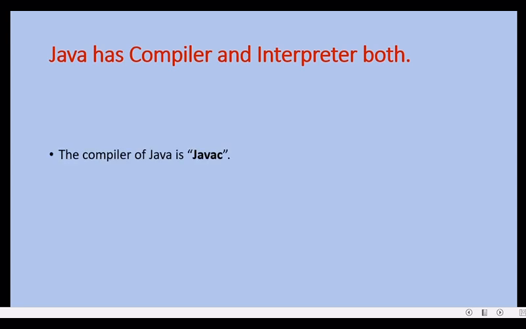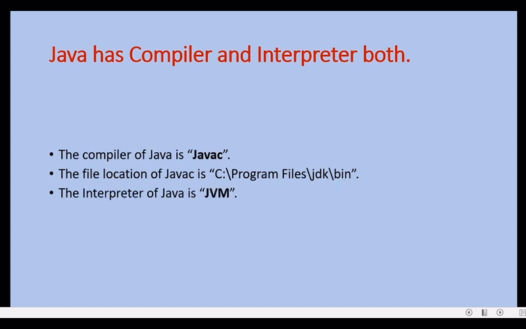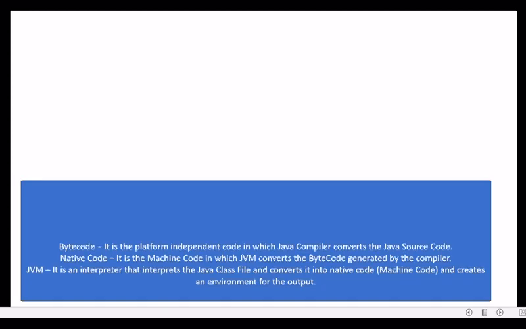Okay. Then we knew that the name of the compiler of Java is javac, and it is located in C drive, local drive C, and inside it Program Files, then JDK and then bin. After that we knew that the interpreter of Java is JVM. Its full form is Java Virtual Machine, and the file extension of a Java source file is .java. Okay.